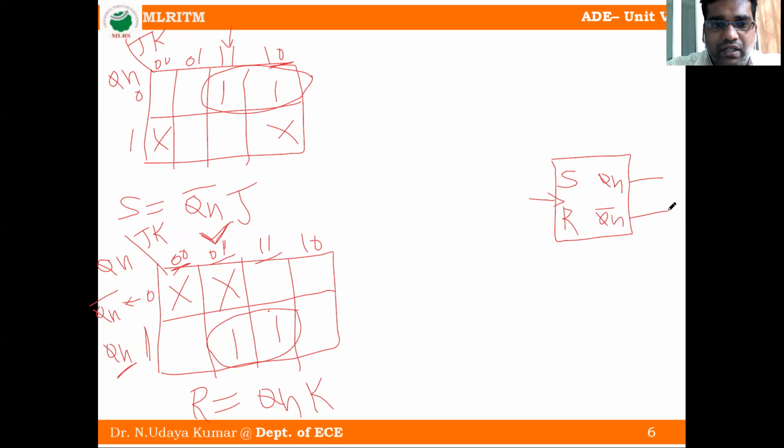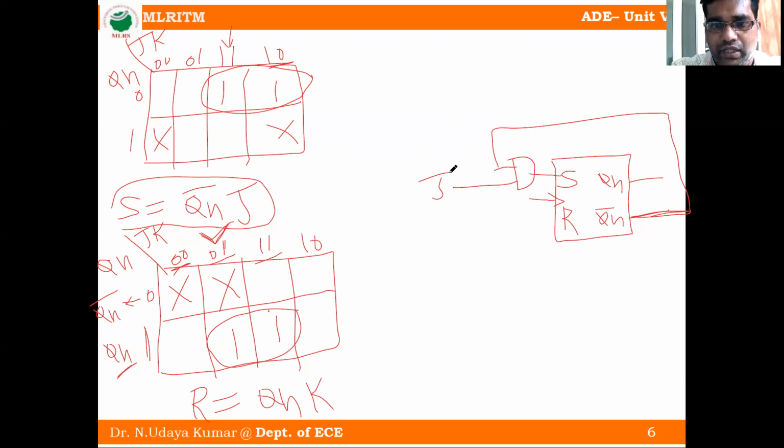Now this SR flip-flop I want to use as a JK flip-flop. That means we get S equal to Qn bar J. This Qn bar is connected to S, and the other input is J. So one input is J, the other input is Qn bar, and that is given to S.